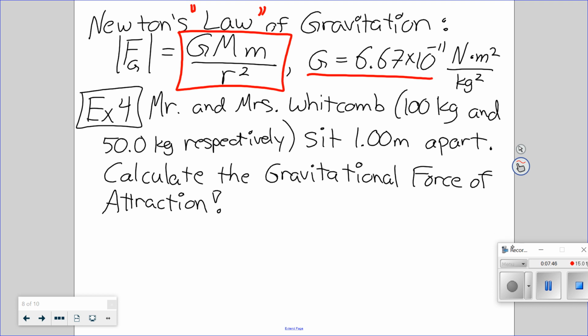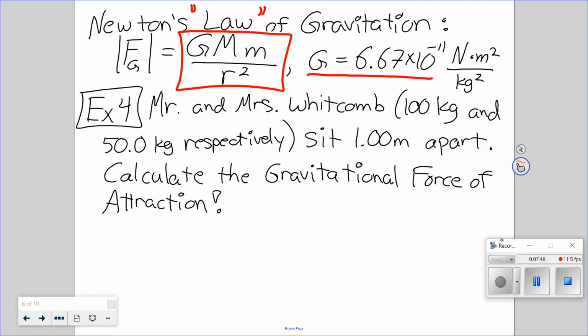Okay, all it is, is the constant where if you multiply two masses in kilograms and you divide by a distance squared between their centers, it tells you the force between them. It spits it out. And it's 6.67 times 10 to the negative 11th power. So it's a really, really small constant. In fact, we're going to do an experiment with me and Mrs. Whitcomb.